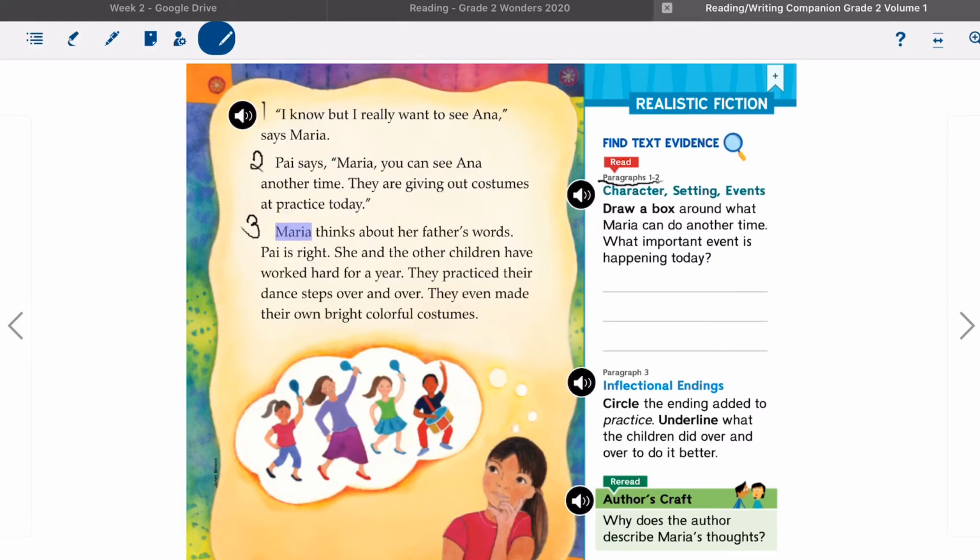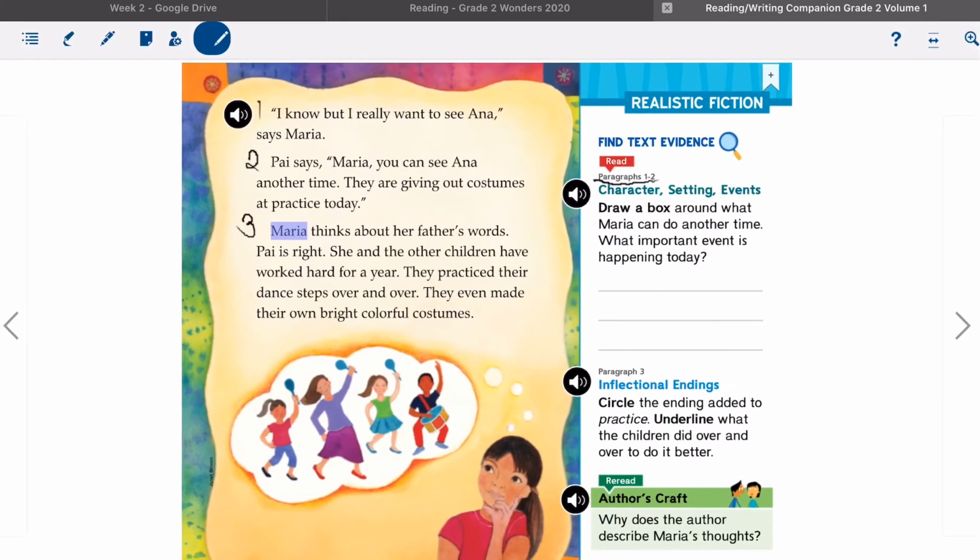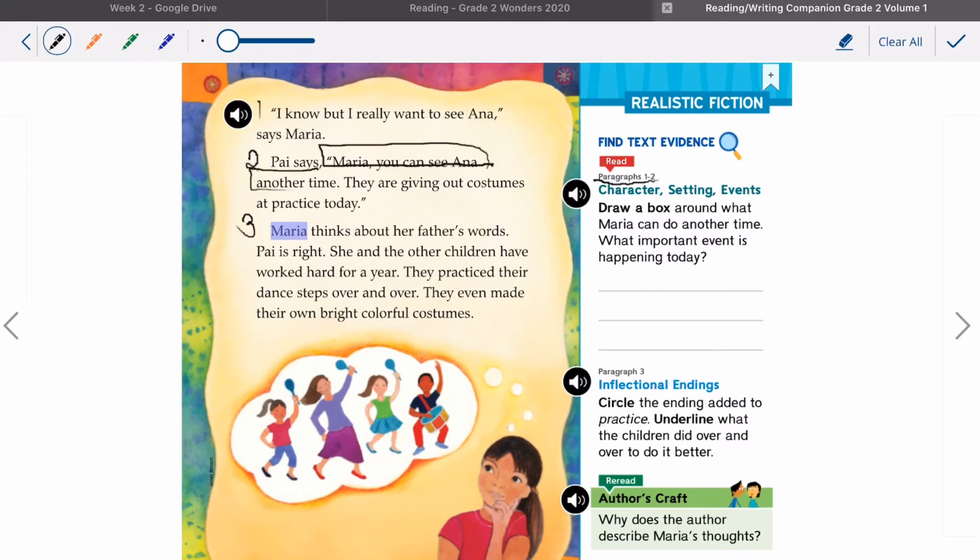Okay, those are our two big events. Pi says directly, Maria, you can see Anna another time. So she can, forgot to turn on my pen. You can see Anna another time. And what important event is happening today? Well, they are giving out costumes.